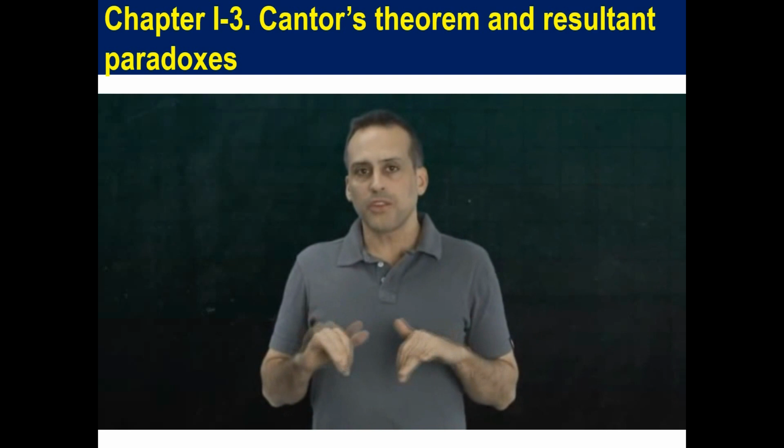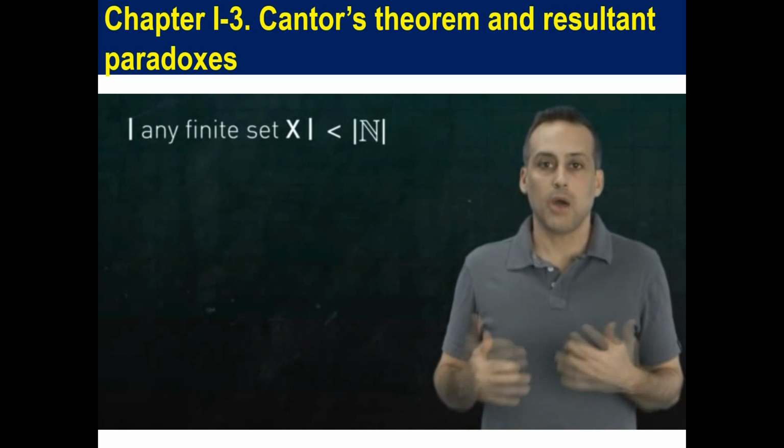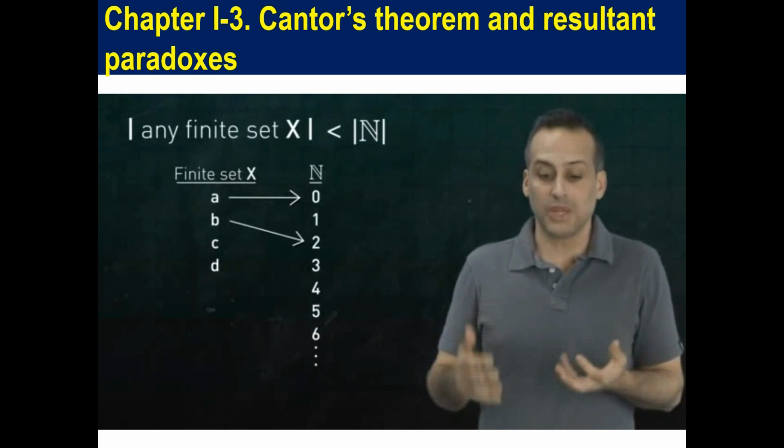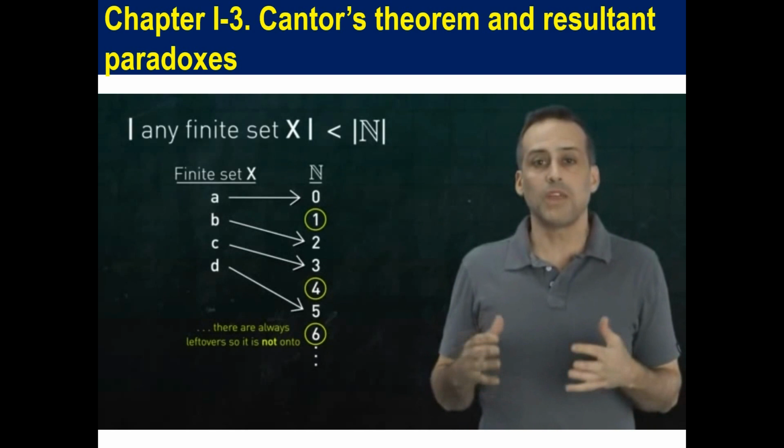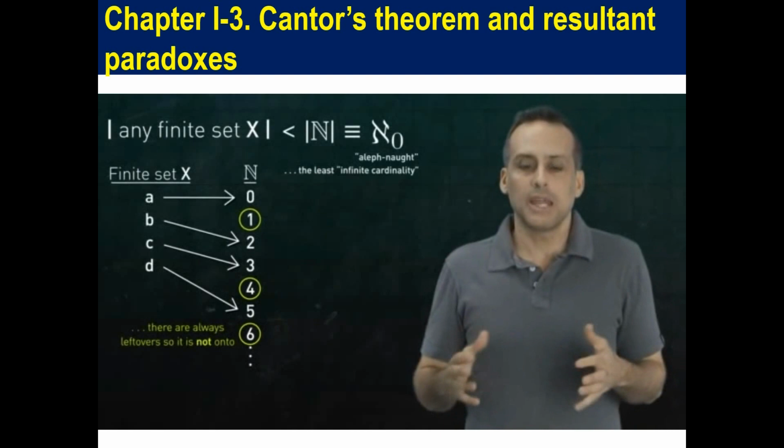Notice that the size of the natural numbers has to be strictly greater than that of any finite set. How come? Because you can map each element of a finite set to a distinct natural number, in other words, you can inject a finite set into the naturals, but you will always have naturals left over when you do so. The injection is not onto. The cardinality of the natural numbers, abbreviated with the symbol aleph naught, turns out to be the least infinite cardinality. And yeah, I know some people pronounce this aleph null, I don't do that, tomato, tomato.